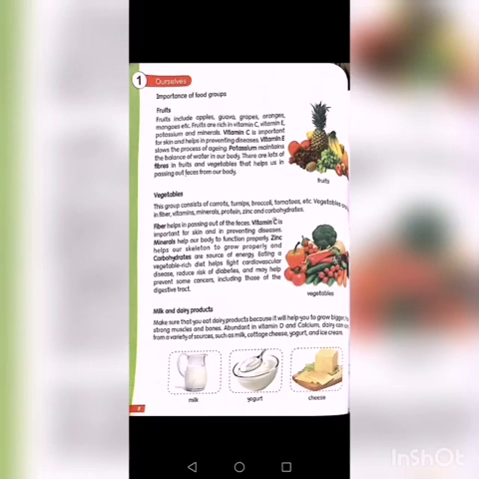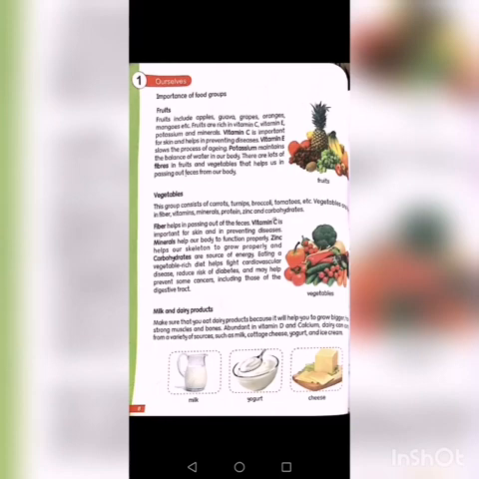The second group of food is vegetables. This group consists of carrots, turnip, broccoli, tomatoes, and there are so many vegetables which make us healthy. Vegetables are high in fiber, vitamins, minerals, protein, zinc and carbohydrates. Fibers help in passing out the feces. Vitamin C is important for our skin and in preventing diseases.